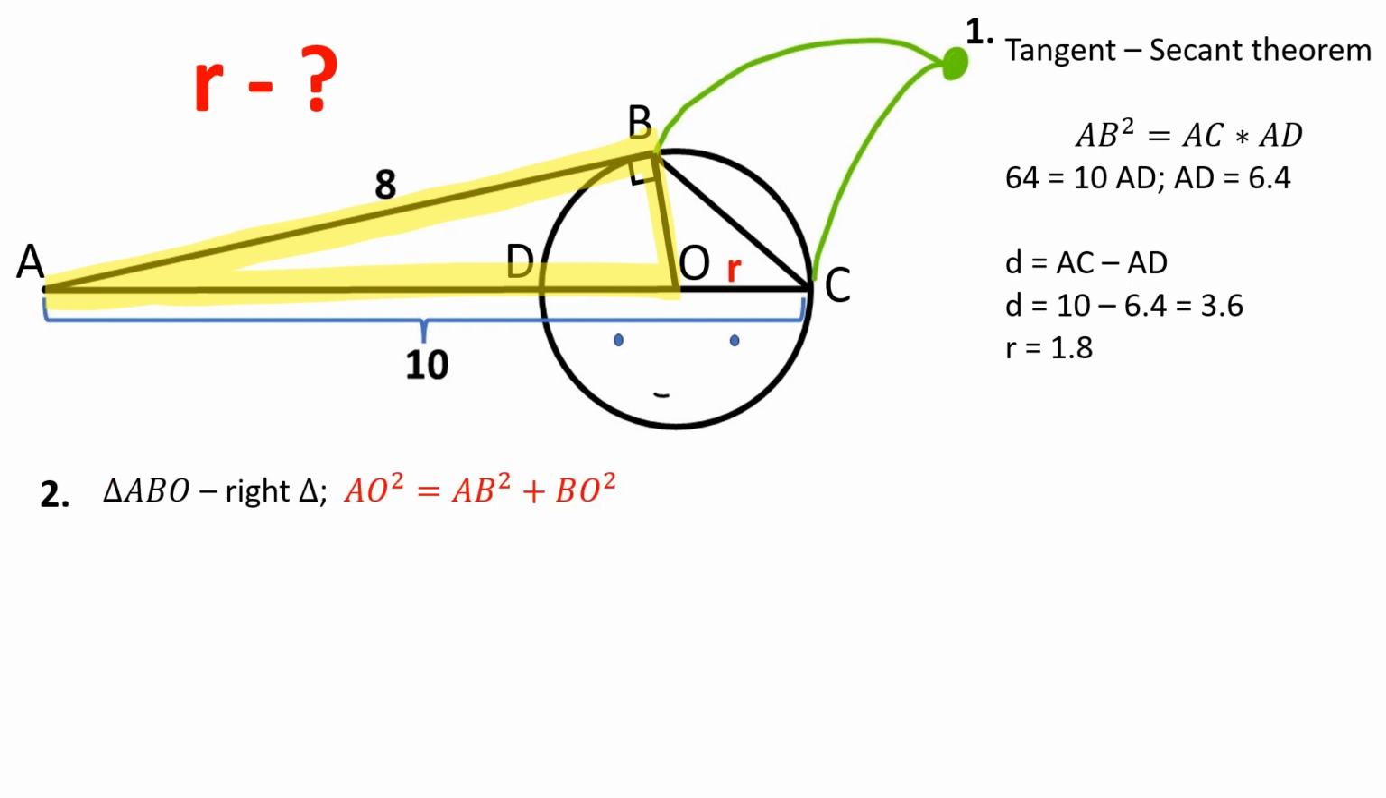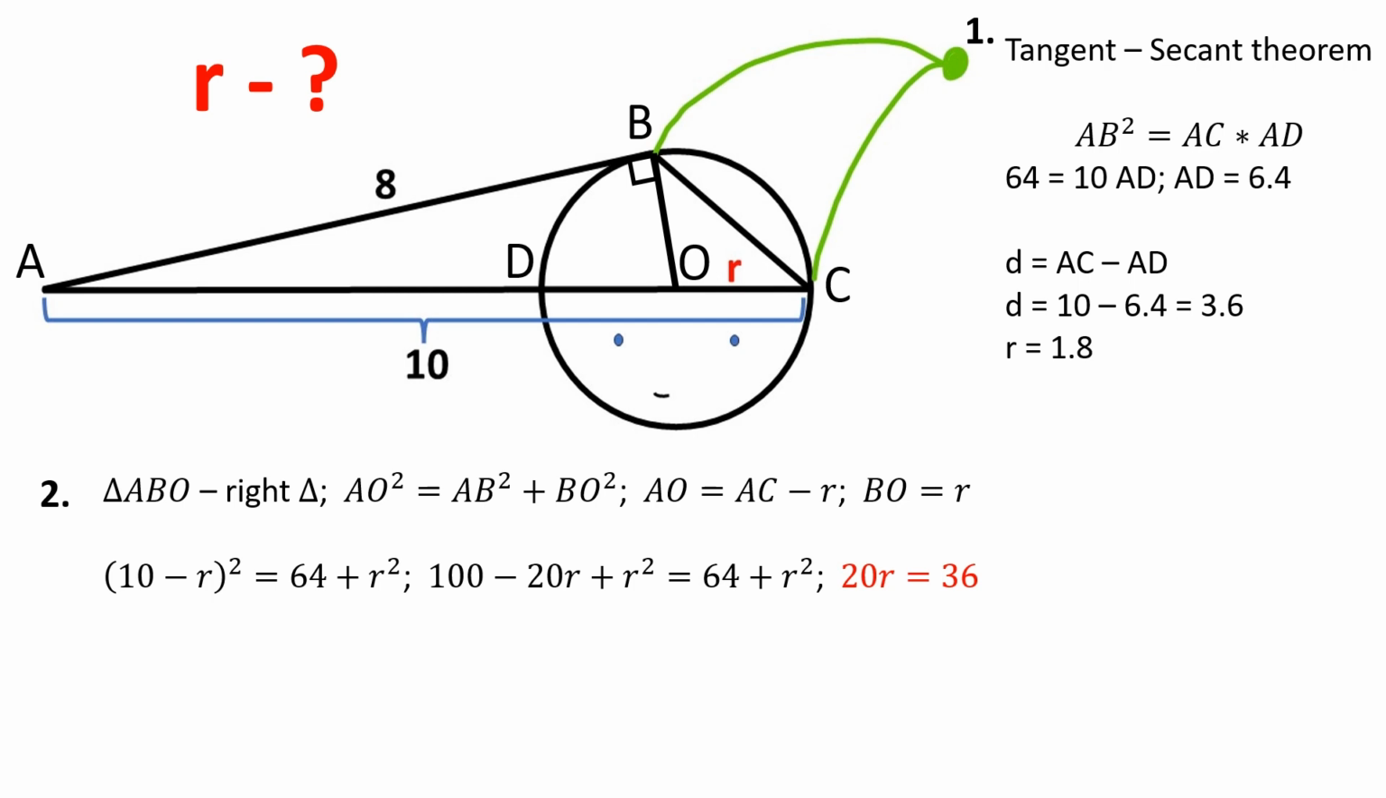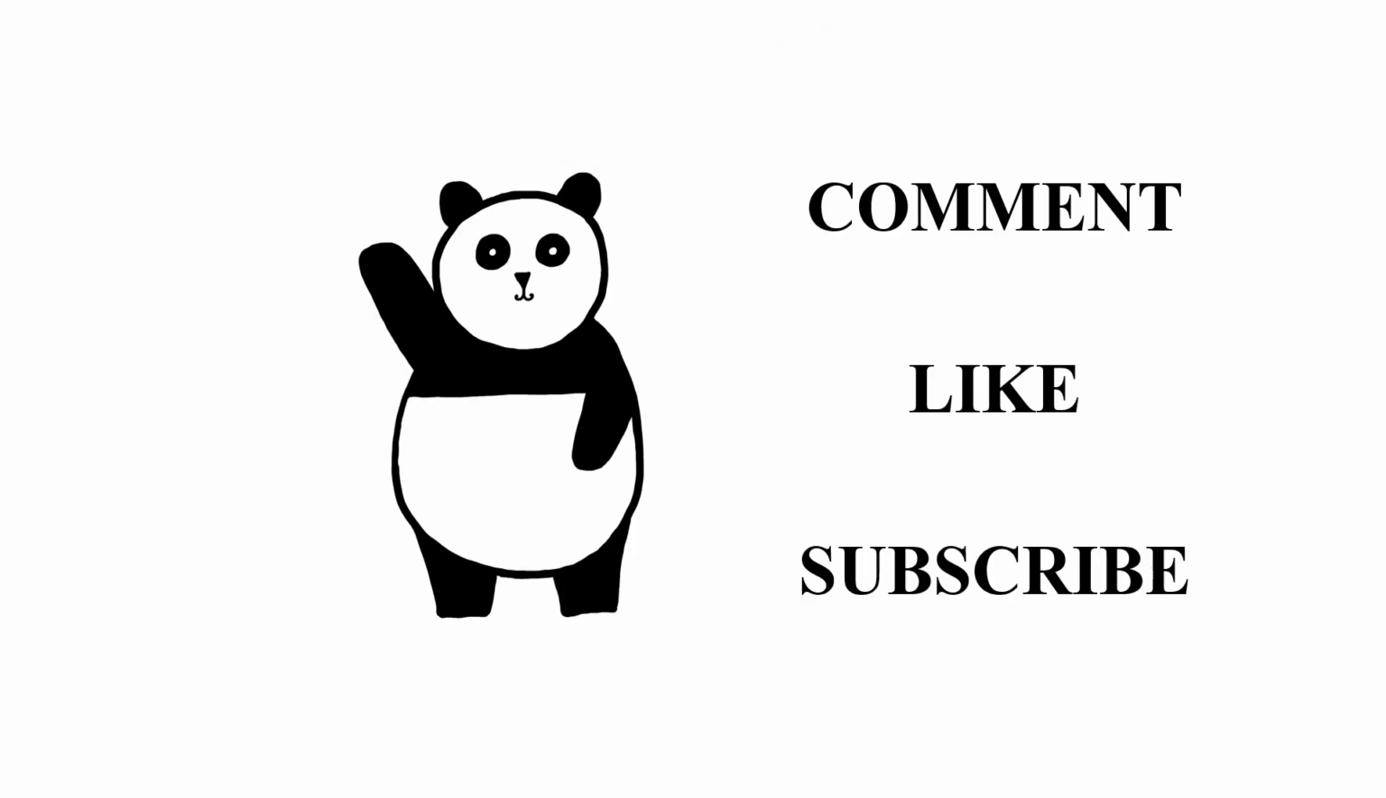By the Pythagorean theorem, AO squared is equal to AB squared plus BO squared. AO is equal to AC minus the radius, and BO is equal to the radius. Let's sub in the values, and after expanding and simplifying the equation, we are left with R is equal to 1.8.